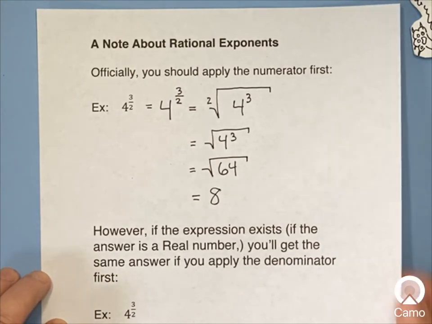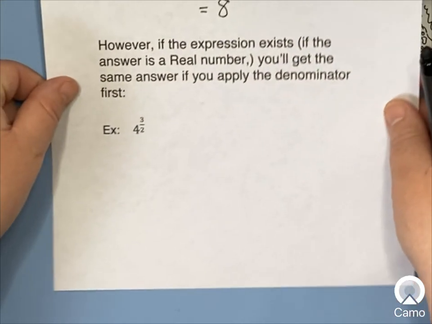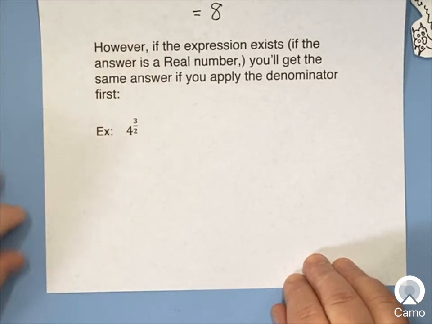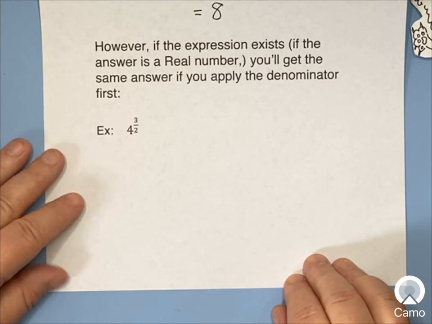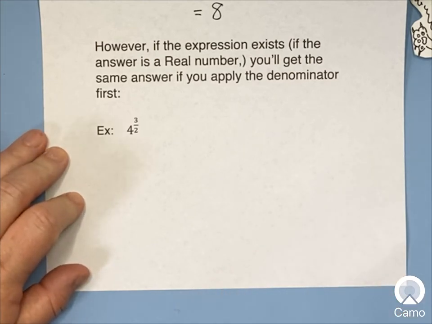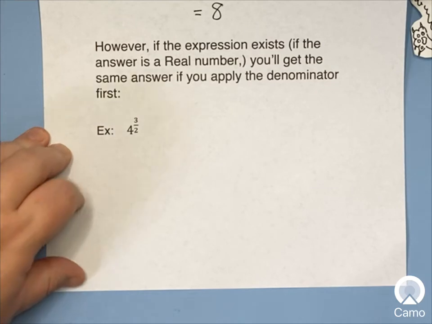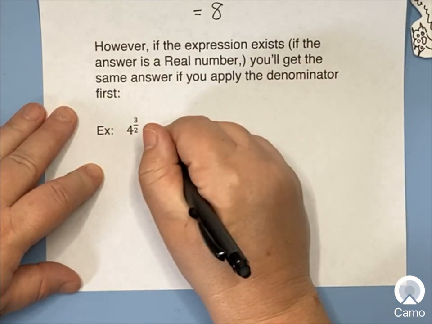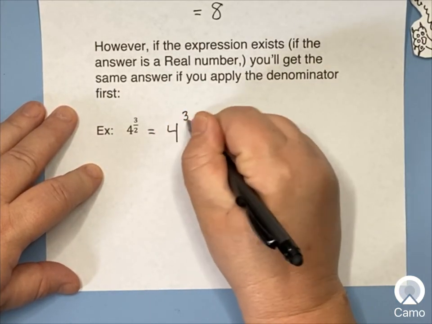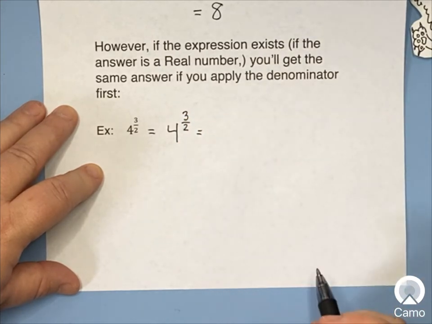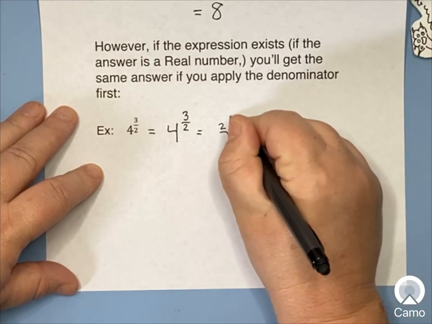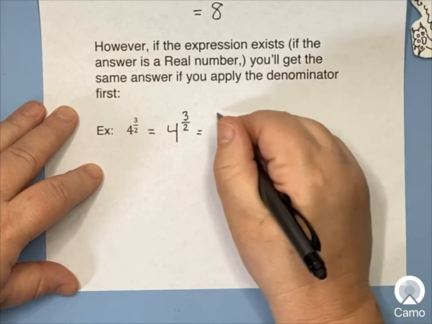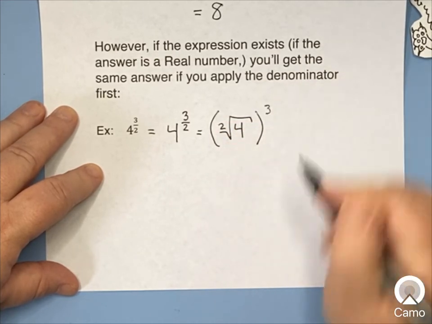However, if the numbers you're working with exist, in other words, we don't have something like a square root of a negative, which is always a complicated situation, so if we're not dealing with i's or imaginary numbers, if you've studied those, then it turns out that if we have 4 to the 3 halves, we're actually allowed to do it kind of backwards, inside out. You are allowed to take the square root of 4 first, and then cube it.